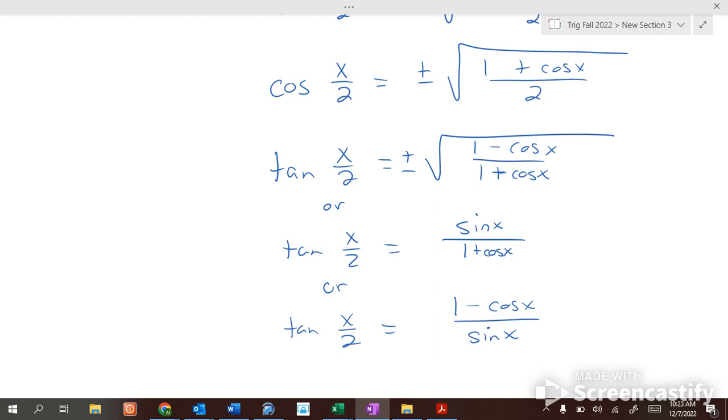Now, if this was an advanced trig class, we'd figure out how each of these identities works. Okay? But since this is just the basic trig class, we'll just go with it, and you'll trust me that these work.